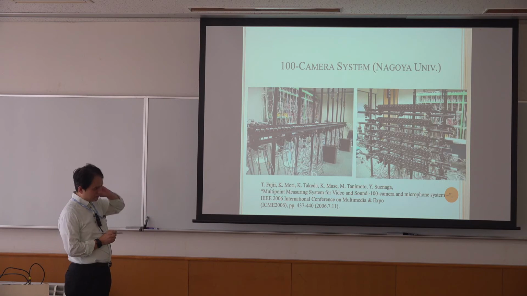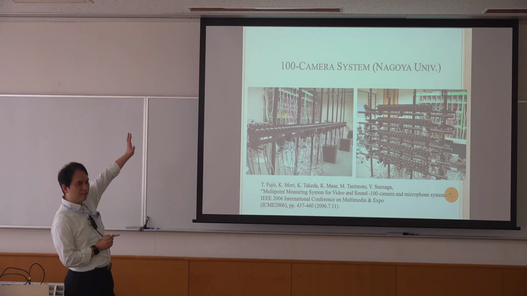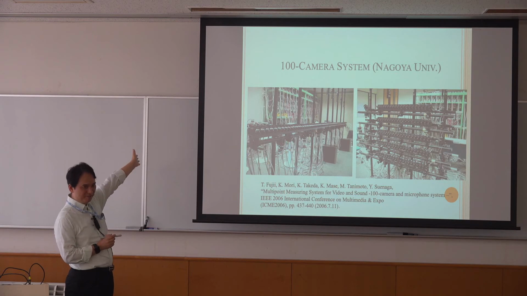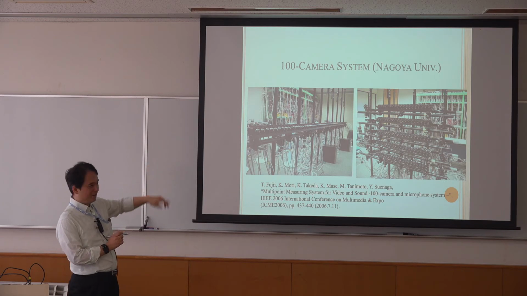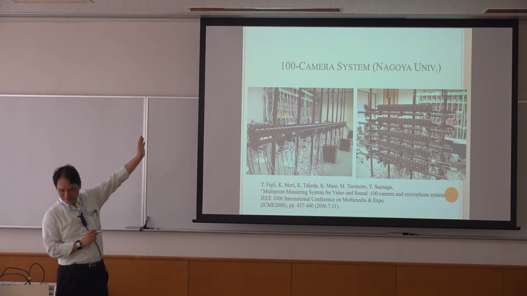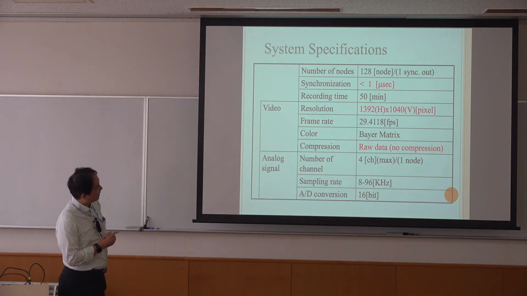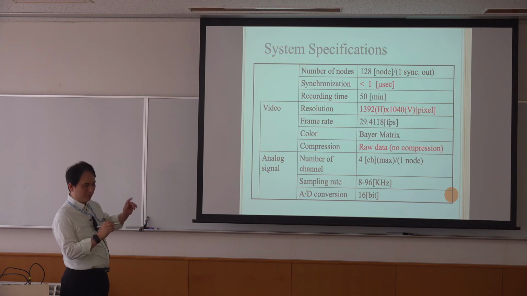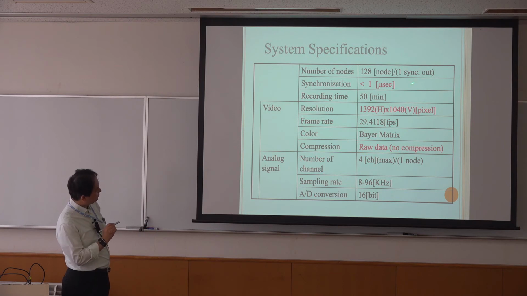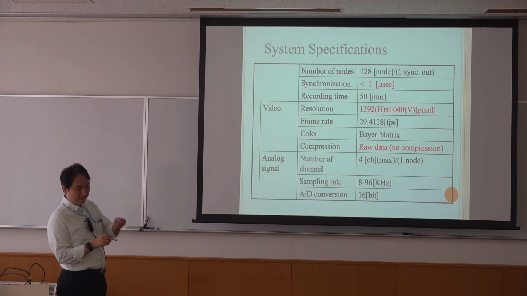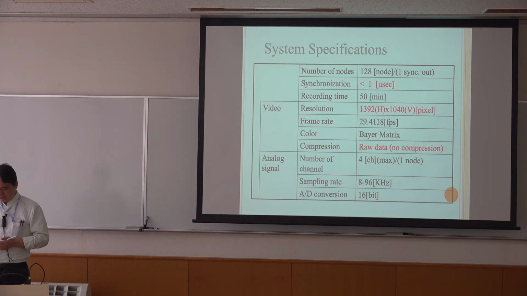This system was on the 6th floor of the West Building of IB, where the reading studio and the reading room are now. This 100 camera system was developed at that place. The specification was very advanced at that time. The resolution is 3092 by 1040, which was a very high number at that time. The raw data was recorded, and the synchronization of each camera was less than 1 microsecond, very high accuracy of synchronization.